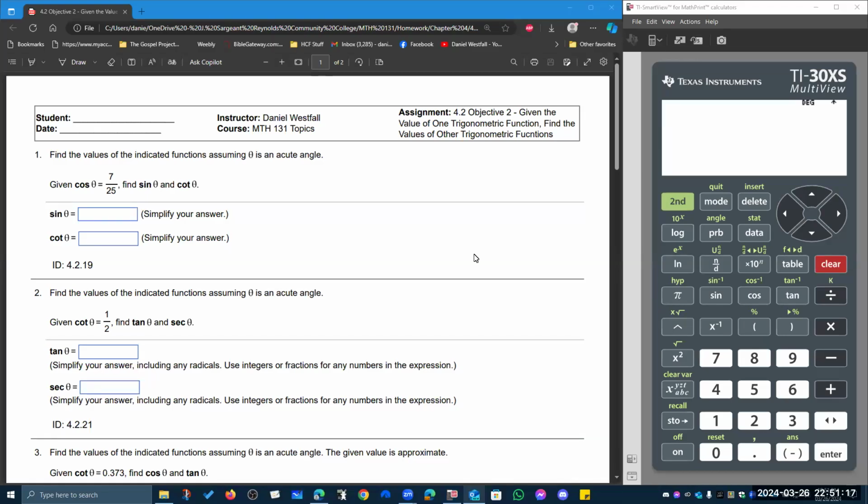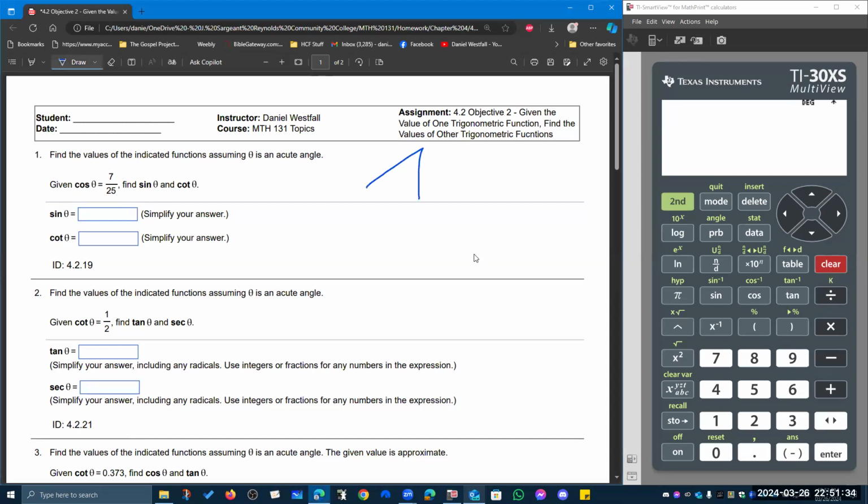In this video, we'll be talking about 4.2 objective 2. Given the value of one trigonometric function, find the values of other trigonometric functions. We're going to assume an acute angle, meaning that it's going to be in quadrant 1.